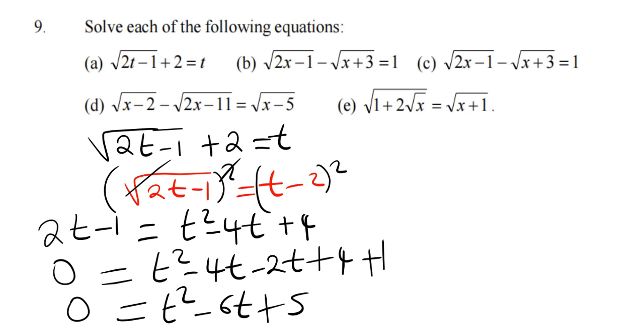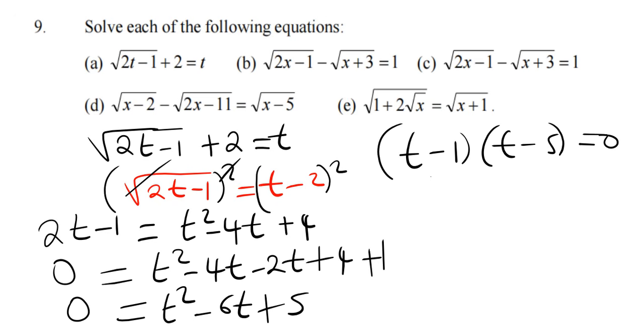Alright, we've got this expression. We're going to look for two numbers that, when we add them, give us a negative 6, but when we multiply them, give us a 5. I think negative 1 and negative 5. So in this case, we're going to have t minus 1, t minus 5, equals 0. So one value of t is going to be 1. The other value of t is going to be 5. So basically, those will be your answers.